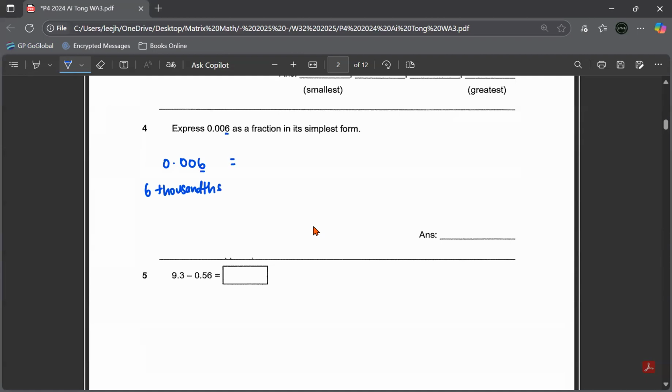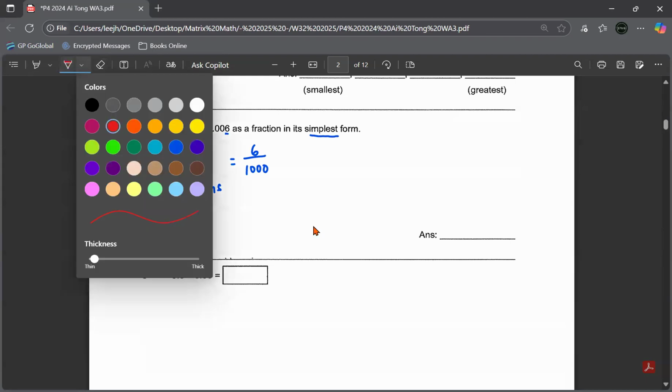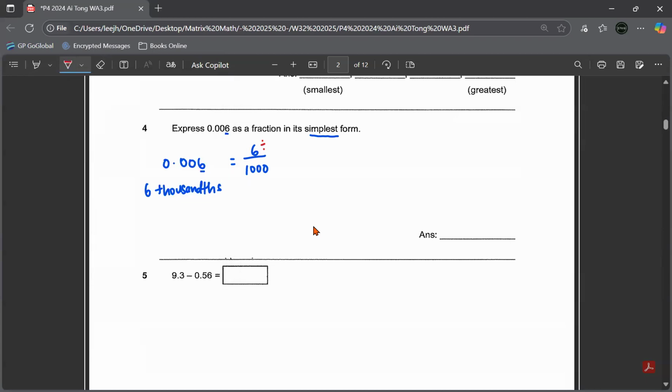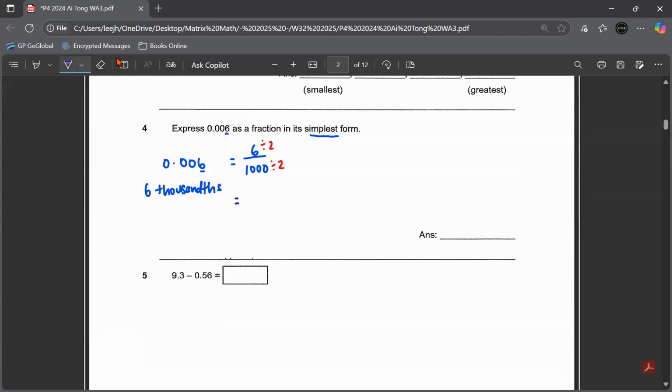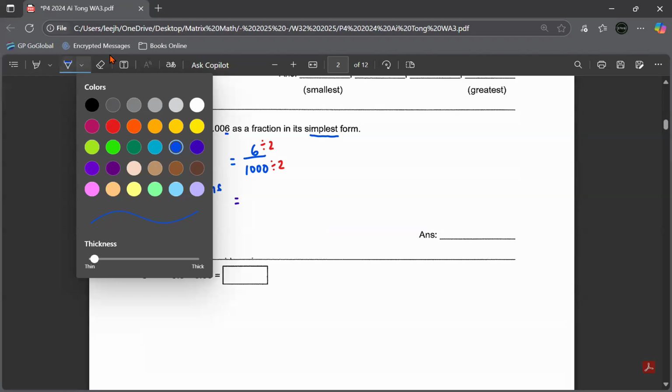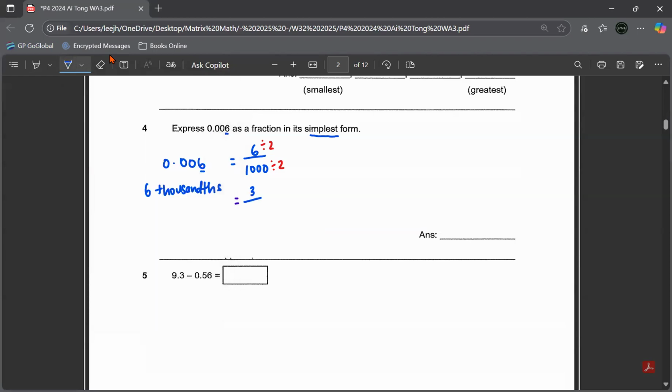So to express it as a fraction, it will be 6 over 1,000. But remember, I cannot accept this. I want simplest form. That means I need to simplify. So this one, I divide by 2. This also divide by 2. You cannot divide by 3 because 1,000 cannot divide by 3. Okay, so you need to know. So it will be equal to 6 divided by 2 is 3, 1,000 divided by 2 is 500. This is your answer. 3 over 500.